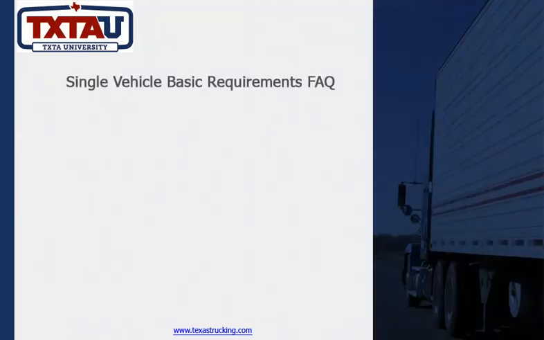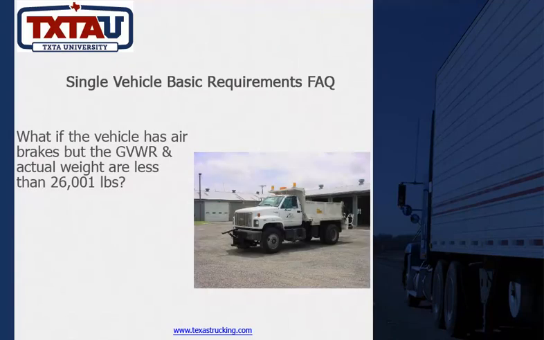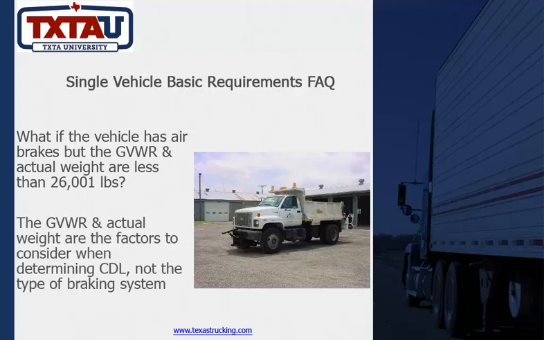Now let's look at a very common, frequently asked question. What if the vehicle has air brakes, but the GVWR and actual weight are less than 26,001 pounds? The GVWR and actual weight are the factors to consider when determining CDL, not the type of brakes. In the picture here, the truck is 26,000 or less and has air brakes, but because it does not meet the 26,001 threshold, no CDL is required.